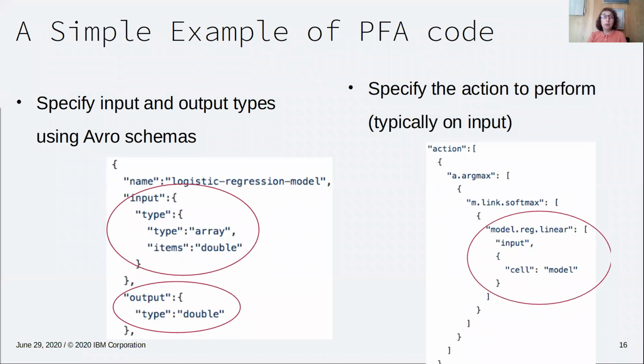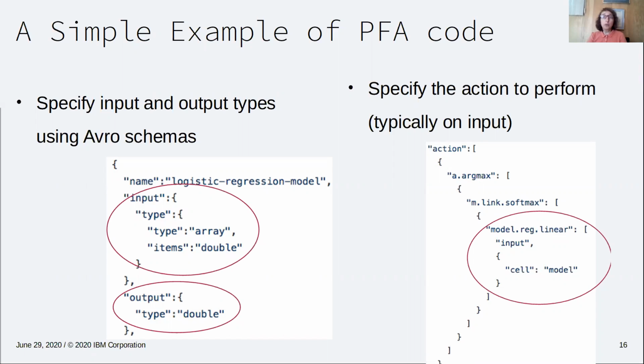And here is a simple example of PFA code, for logistic regression also. And you can see that it is JSON. So you describe your inputs, your outputs, and the actions on the inputs that are necessary to get the outputs.